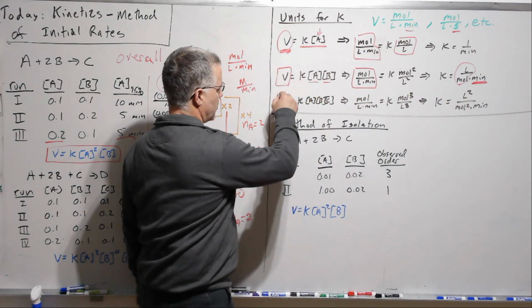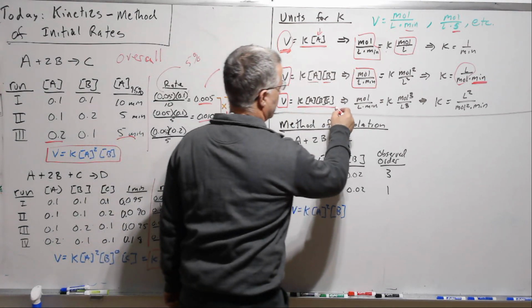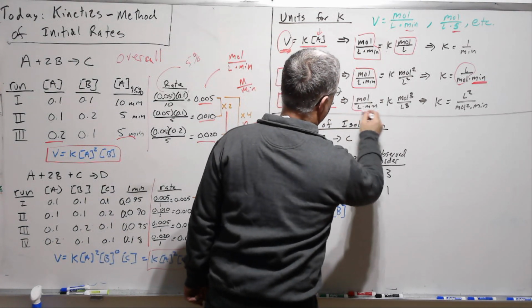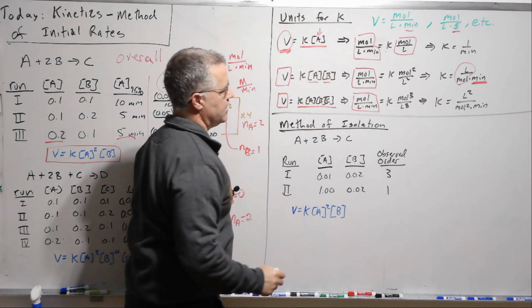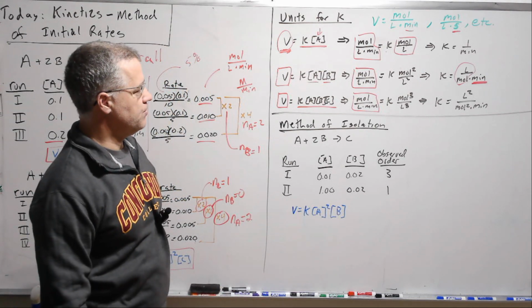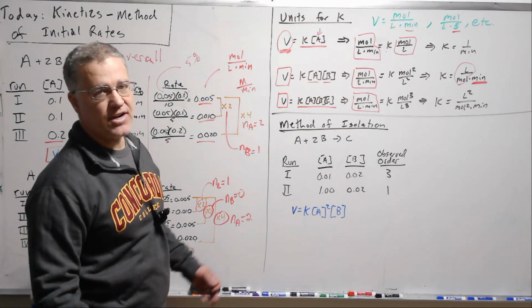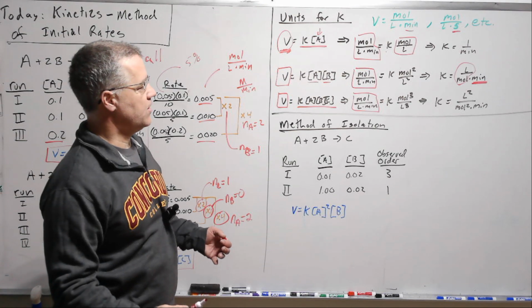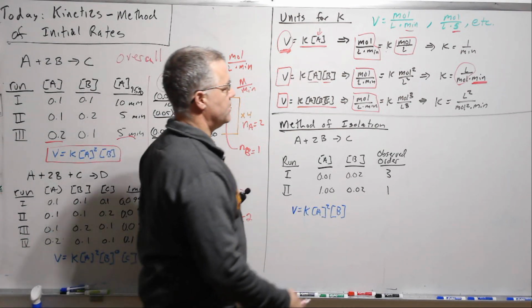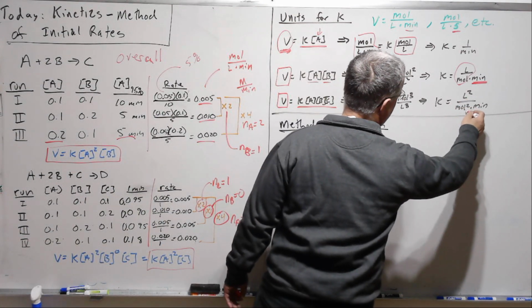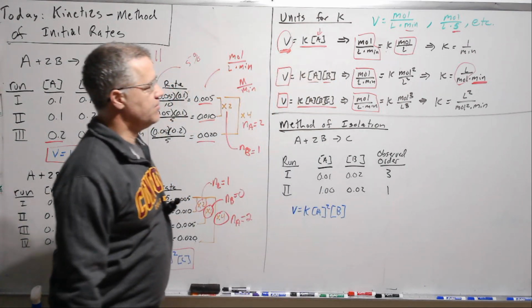And then finally for third order, we get moles per liter per minute here. And now we're concentration cubed. So K has to carry a 1 over concentration squared, or broken down further, it would be liter squared, mole squared, per mole squared times minutes.